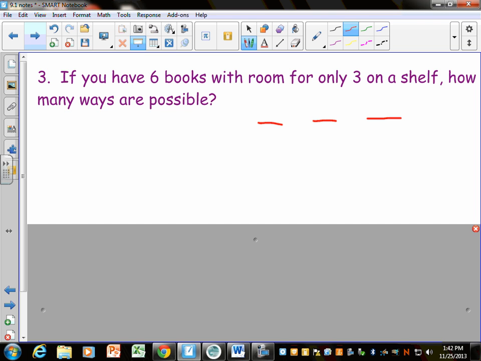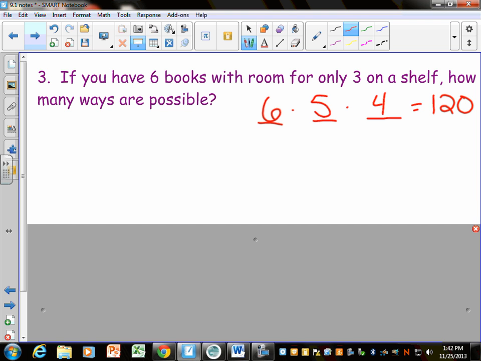How many books can go in the first spot? Then how many books can go in the second spot? Then how many books can go in the third spot? And then I stop, right? Because I don't have any more spots. I think that happens to work out to be 120 also. Not every answer is 120. It just happens to be these 2 answers.